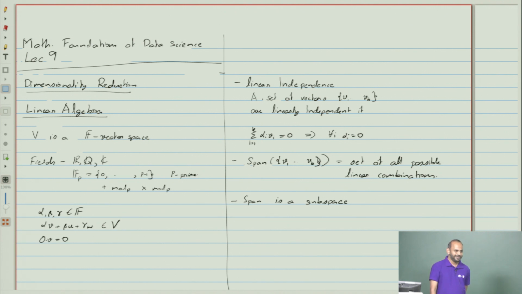Yes, it is the same xy plane. The span of (1,0,0), (0,1,0) as well as the span of (1,1,0) and (1,2,0) is the same, because if you add and subtract, you will get the entire xy plane.